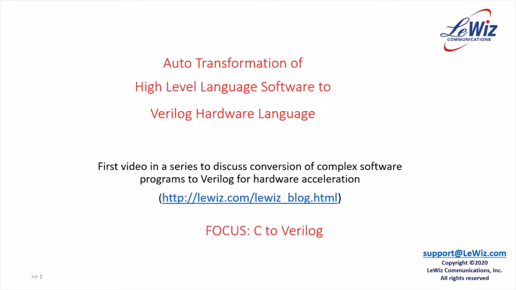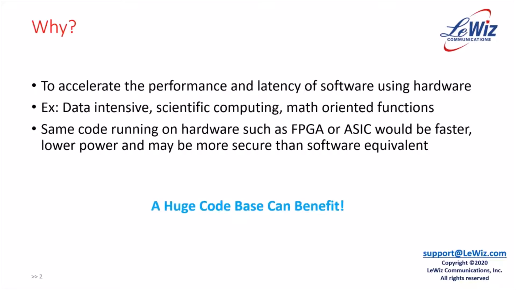The focus here is C to Verilog. So why would you want to do such a transformation? One reason is to accelerate the performance and the latency of software using hardware. Code that is data-intensive, scientific computing, or math-oriented functions are prime candidates for hardware acceleration. The same code running on hardware such as FPGA or ASICs would be faster, lower power, and maybe more secure than the software equivalent, and there is a huge code base available that can benefit from this method.